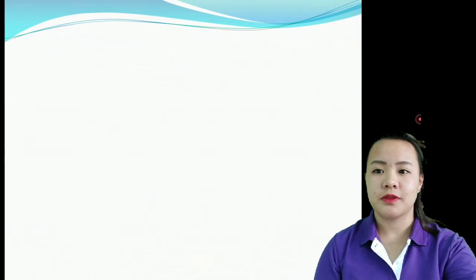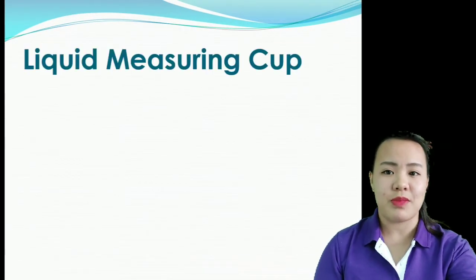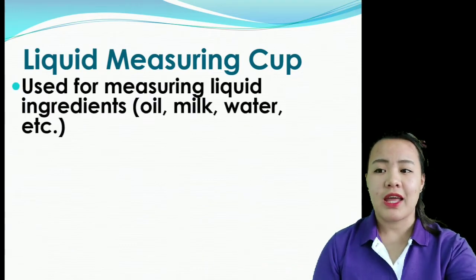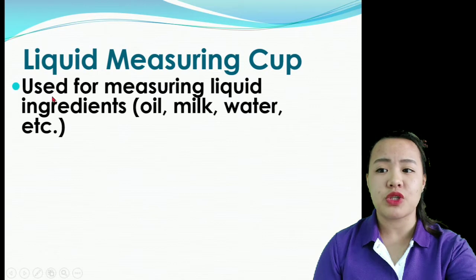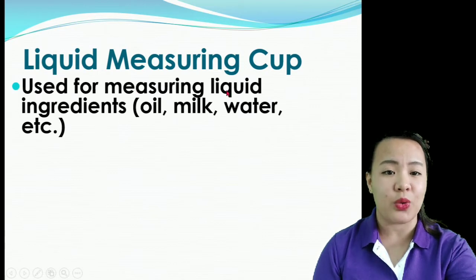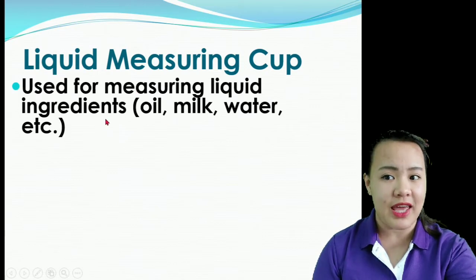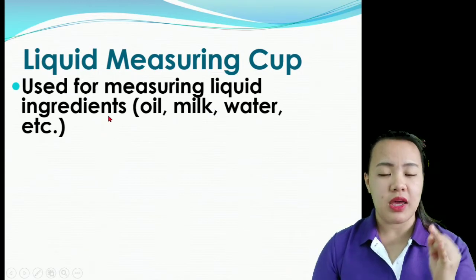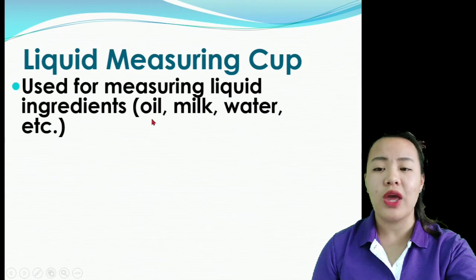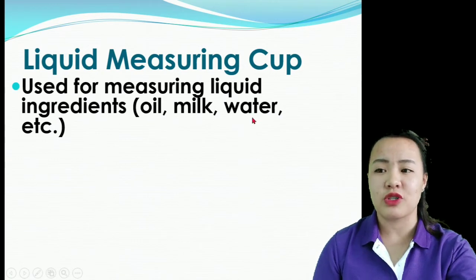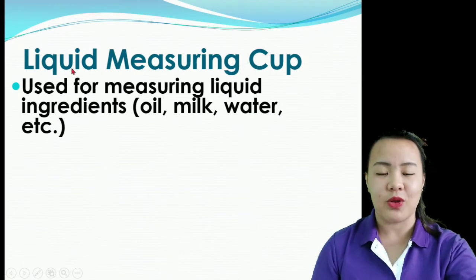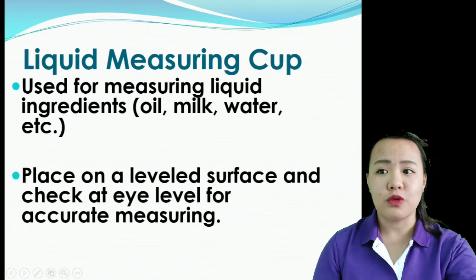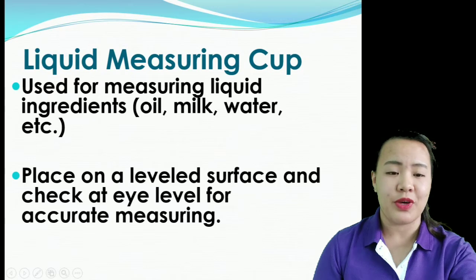Okay, let's start. So liquid measuring cup. So what is a liquid measuring cup? Liquid measuring cup is used for measuring liquid ingredients like oil, milk, and water. Again, oil, milk, or water. Those are your examples of liquid. Okay, so next, how to measure with a liquid measuring cup.